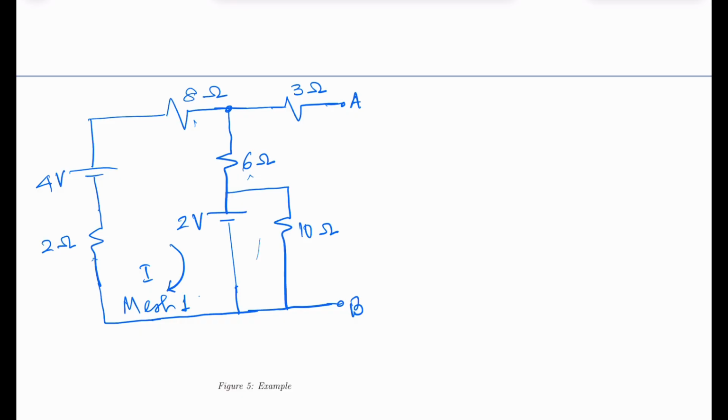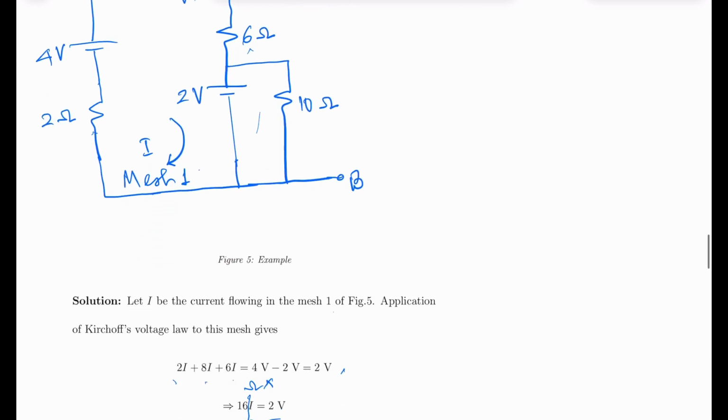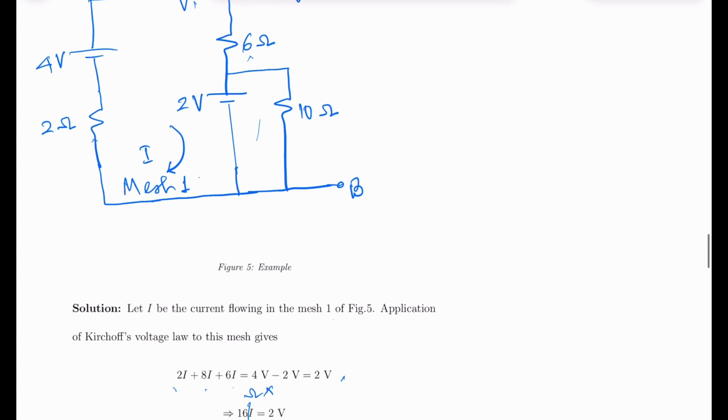So if I assume that the current in mesh 1 is I, then application of Kirchhoff's law to this mesh gives you, how many resistances are there? 2 ohm, 8 ohm and 6 ohm. So this is 2I plus 8I plus 6I, and the total voltage is 4 volt minus 2 volt. Why minus? Because these two voltage sources oppose each other.